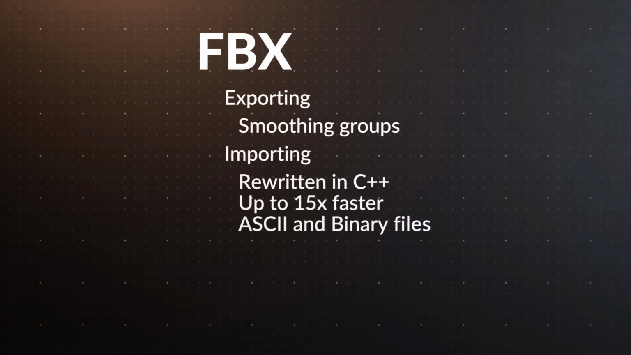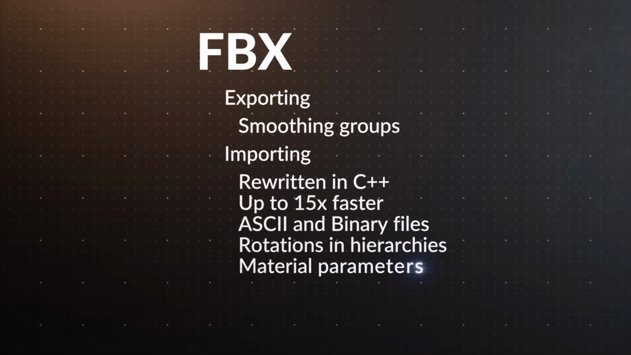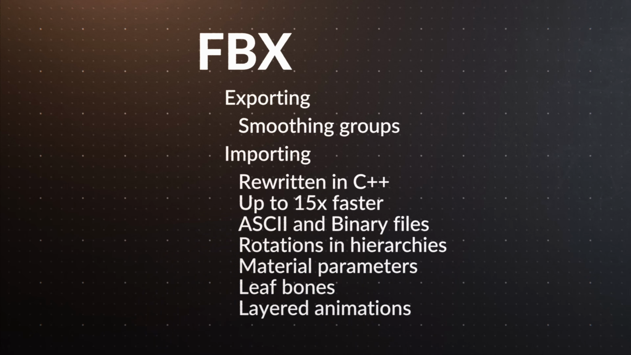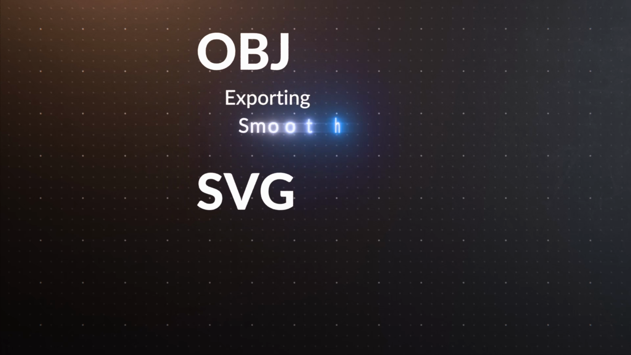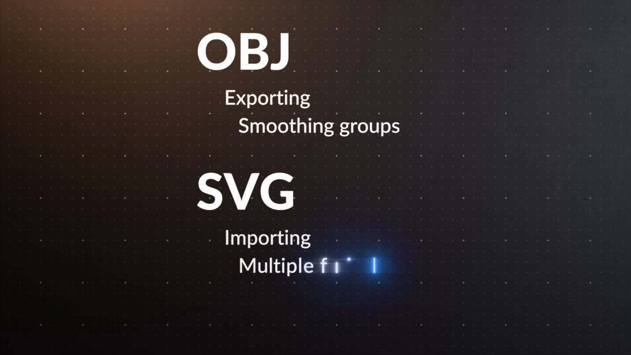ASCII files and binary files older than 7.1 are both supported now, and there are a ton of improvements, including but not limited to better handling of rotation in object hierarchies, better handling of material parameters, better importing of leaf bones, importing layered animations, and importing animated diffuse colors. For OBJ, it better exports smoothing groups. And lastly, the SVG importer can now handle multiple files at once.